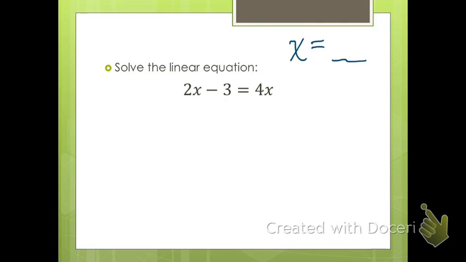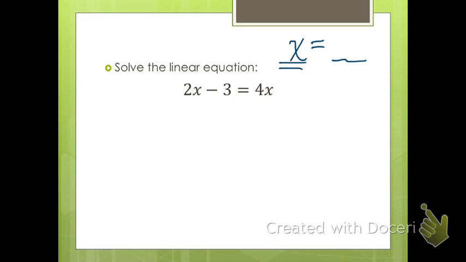Okay, so we're going to start by assuming that there is a number x that will satisfy this linear equation, and start applying the properties of equality. So what I want to do is make sure that I have all of the terms that have the x variable in them on one side of the equation. To do that, I have to either subtract 2x from the left or subtract 4x from the right. So I'm going to subtract 2x because it seems more straightforward to me.